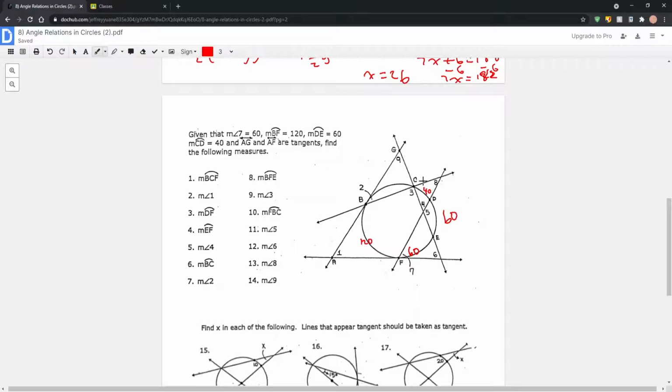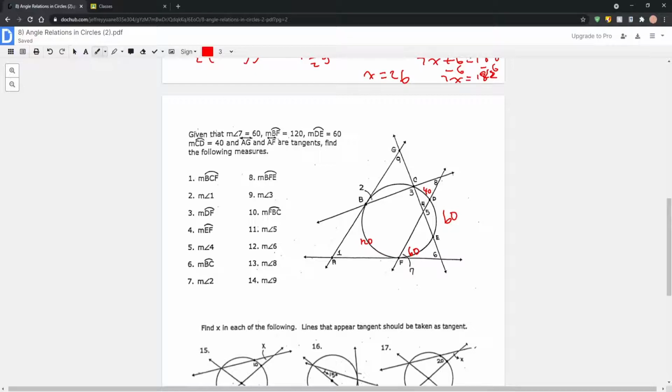AG and AF are tangents, so these two are tangents. Find the following measures. Okay, so BCF, arc BCF. That's the major arc here. So you have all these things here. What you're looking for here is going to be this final arc, and to do that, you can add all these.